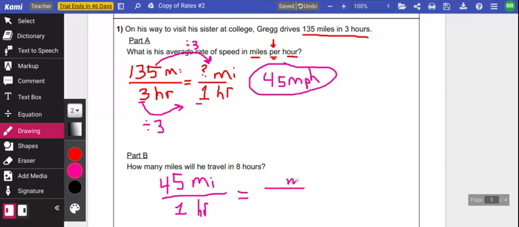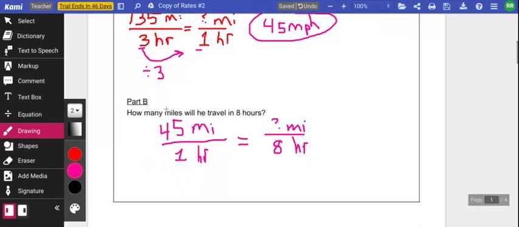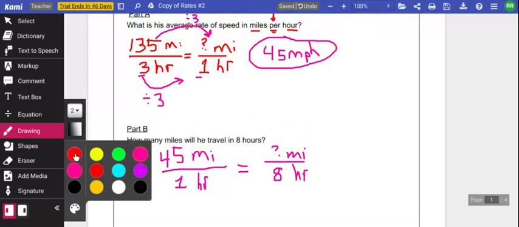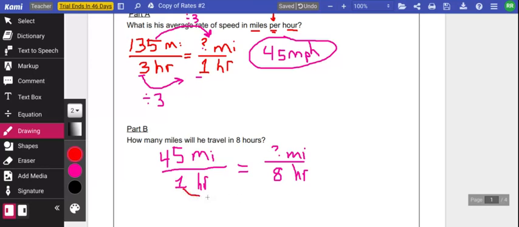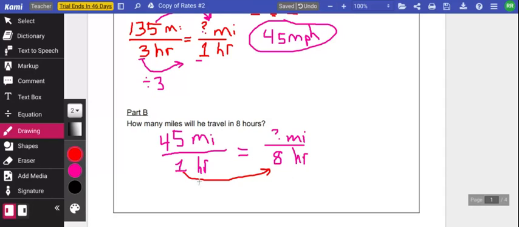Again, miles are on top of the rate. So how many miles in 8 hours? So I'll put an 8 next to the hours. And just like I did up here, I'm going to see if I can scale. How did I get from 1 to 8? Well, I am multiplying, right? Because I'm getting larger. 1 times what would be 8? Well, that would be 8, right? 1 times 8 is 8.